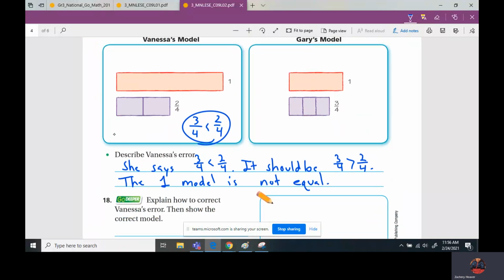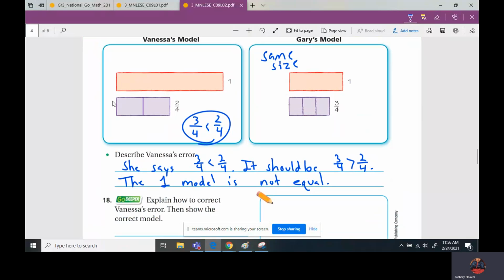This one has to be the same size as this. Where it's not the same size, guess what? This is a large pizza, and this is a small pizza. If you eat one piece of large pizza and one piece of small pizza, can you say you ate the same amount? You can't. They have to be the same size. If the wholes are not the same size, the fractions are not the same size.